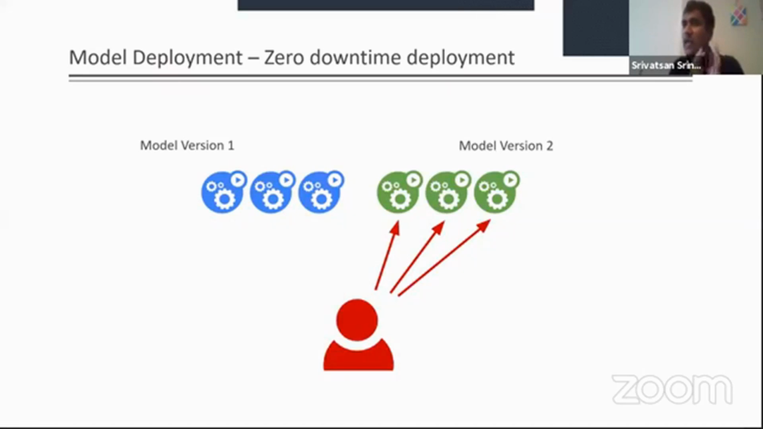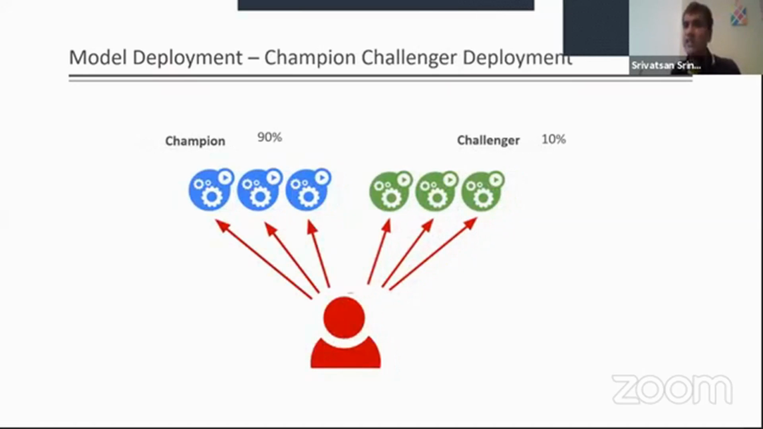But there can be other cases of deployment also. In some cases, I want to do a champion challenger deployment. The reason is, even though I have a new model, I don't want to put it into production immediately. I want to keep it in a challenger mode and then keep monitoring. Maybe 90% of the traffic I want to give to model 1 and 10% of the traffic to the new model, so that I can monitor how my new model is performing. So that's why the champion challenger deployment comes into play.